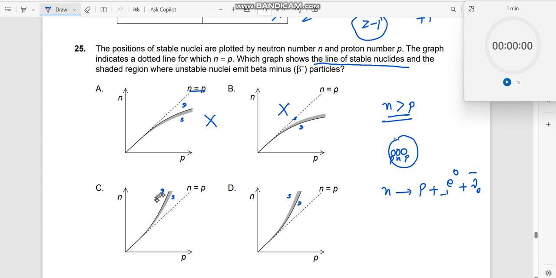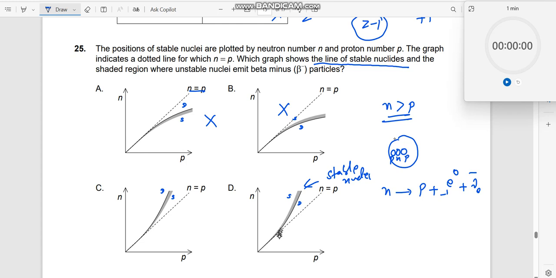The catch is that in one there's a dark line above and in the other a dark line below. The dark line below tells me the stable nuclei, and if the number of neutrons increases beyond the number on the dark line, then the valley shows unstable nuclei. Which graph shows a line of stable nuclei? This line shows stable nuclei, and the shaded region above it has a larger number of neutrons, exceeding a given threshold.